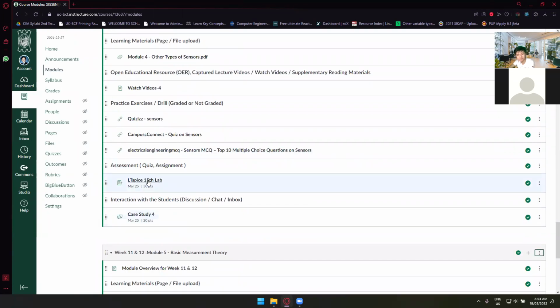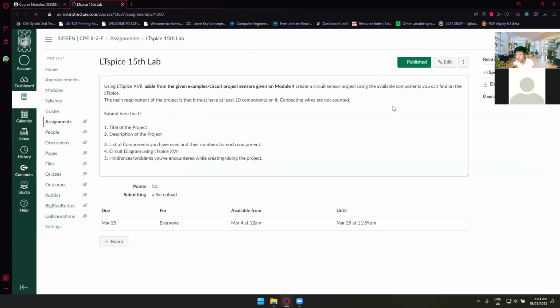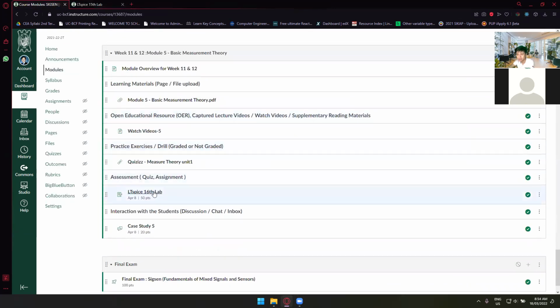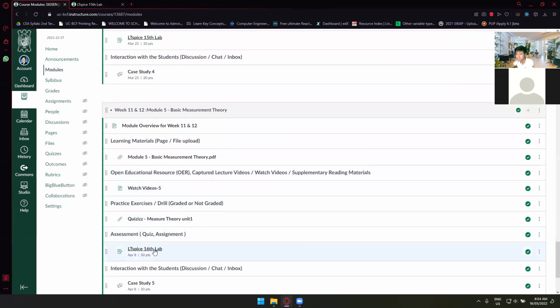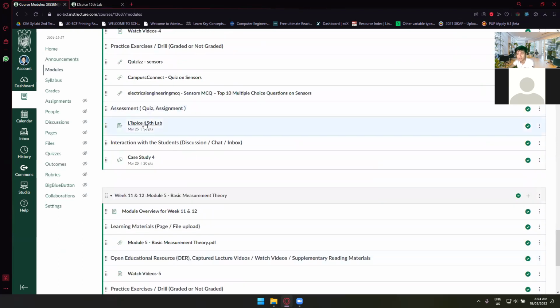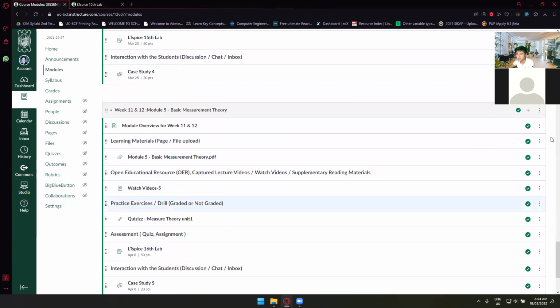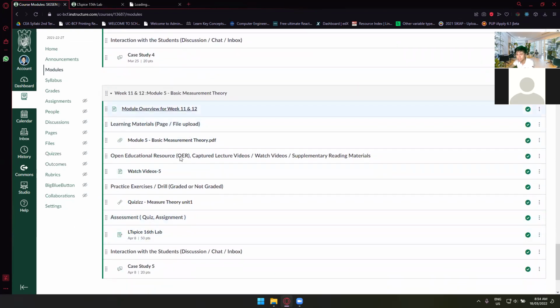But what about this one? The 15th lab. Are you guys able to do it properly? As of now, there is only one who submitted the sensor project. So I hope the others will be able to do it too, because this 15th lab is actually connected to your 16th lab. So you won't be able to do the 16th lab without your 15th lab. Okay. Anyway, so I guess we can proceed now to the last module.